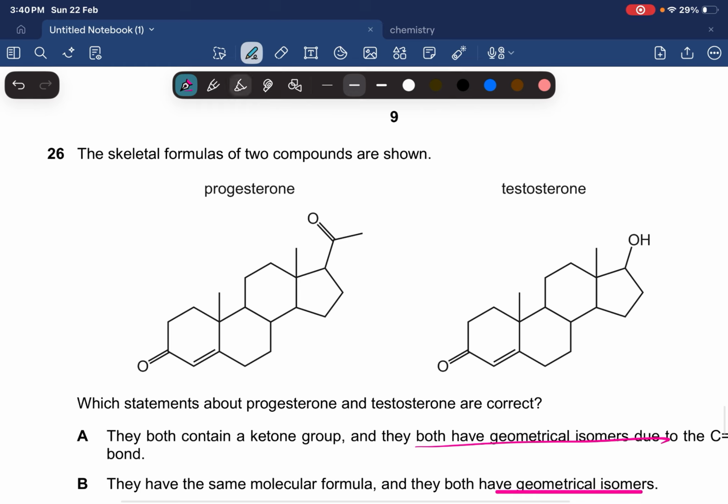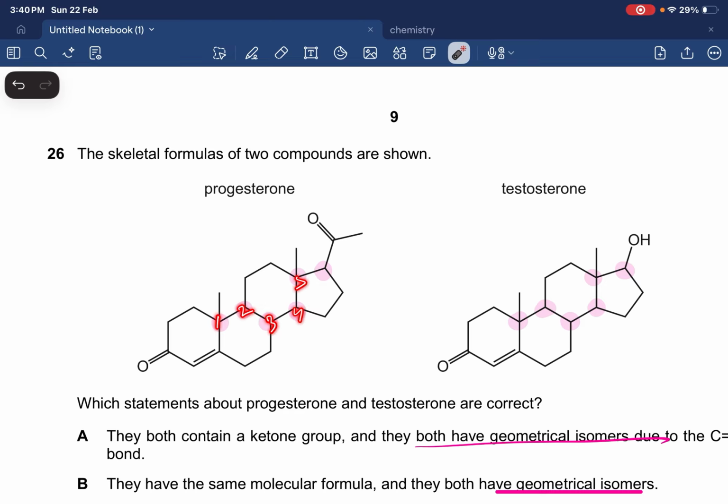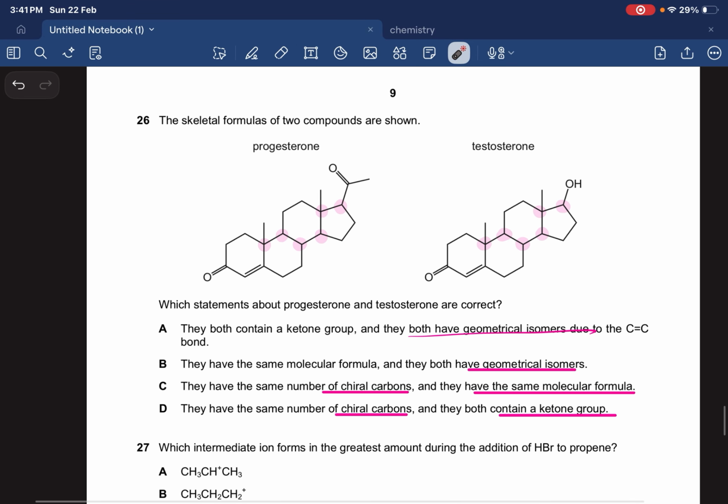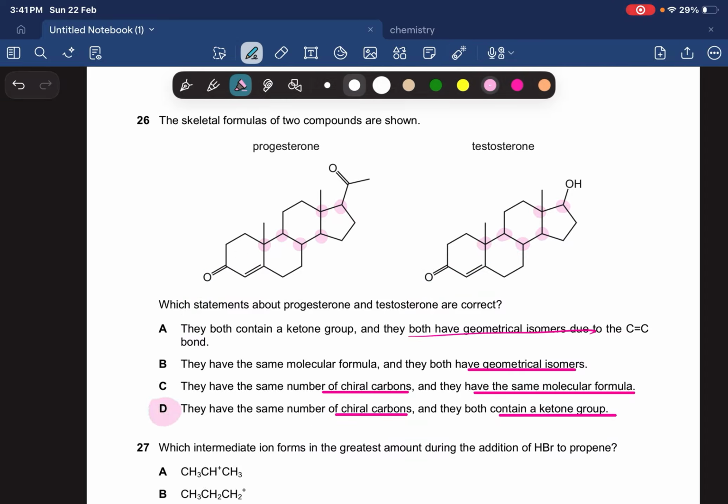So first, let's figure out the chiral carbons. This carbon's chiral, chiral, chiral, chiral, chiral, chiral, chiral, chiral, chiral, chiral, chiral, chiral. So we have 1, 2, 3, 4, 5, 6 chirals here, 1, 2, 3, 4, 5, 6 chirals here. 6 chirals here, 6 chirals here, right? And then it says they both have the same chiral carbons, done. They both contain a ketone group. This ketone group here, this ketone group here. I didn't even have to calculate the formula.